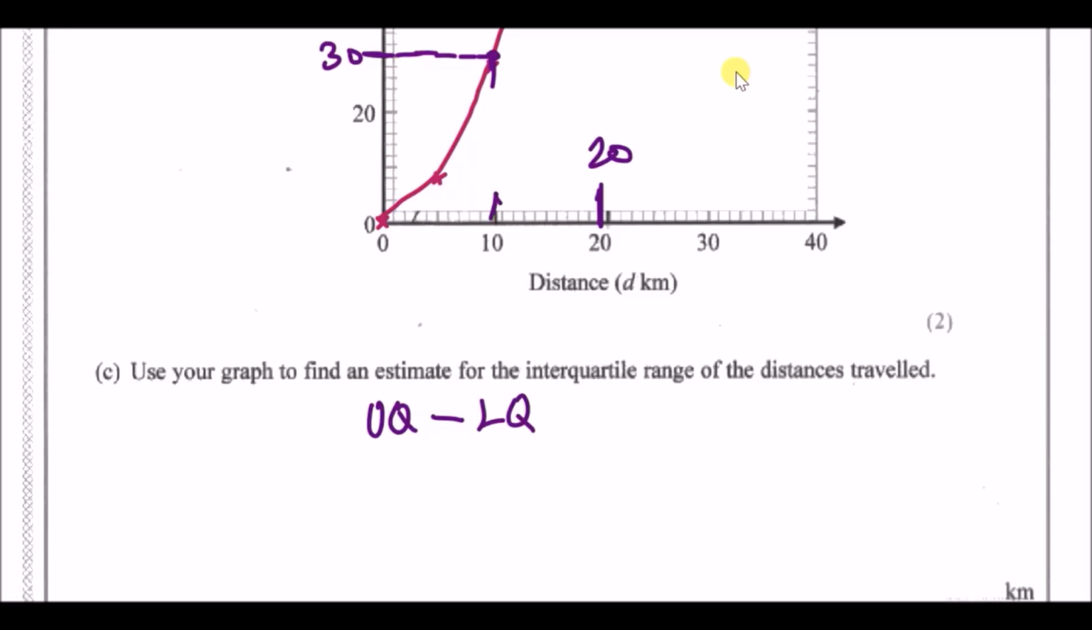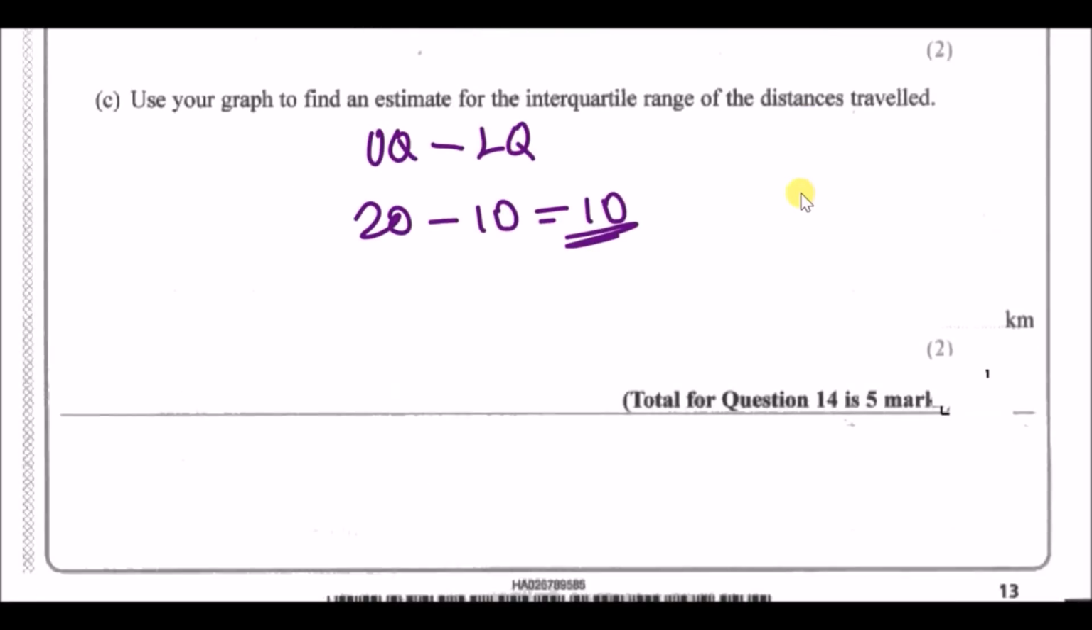Alright, so this is going to be kind of weird. So tell me what you guys get as your final answer. So you can say that the interquartile range between 20 and 10, so you subtract them. 20 minus 10 is 10. That's it. Okay, number 15.